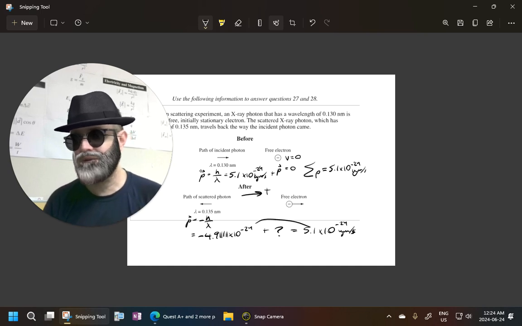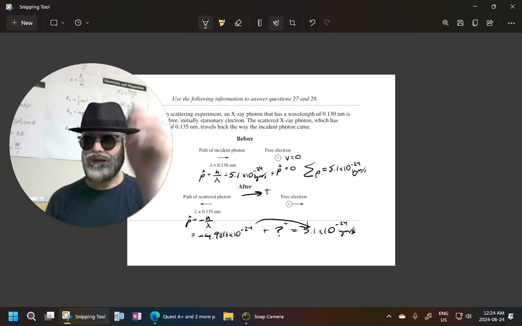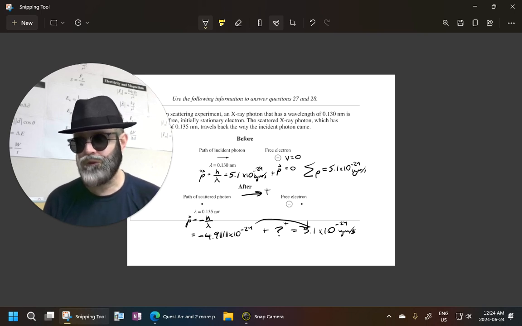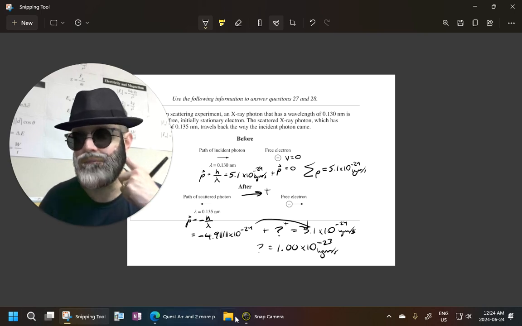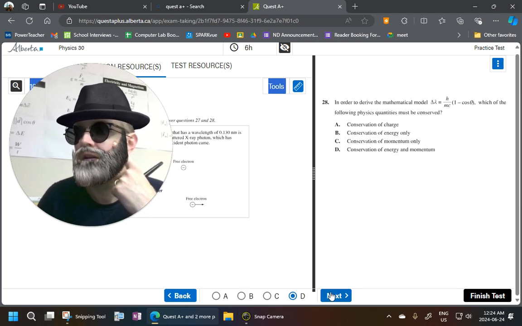So I'm going to take this number and add it over. It's oddly a very nice number. Okay, add that over, and I get 1.00 times 10 to the negative 23 kilogram meters per second. Okay, so now we know, it's B. That's all. Okay, good. And we did this one already.